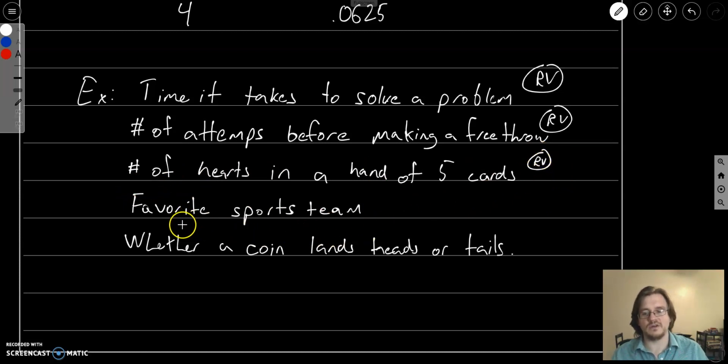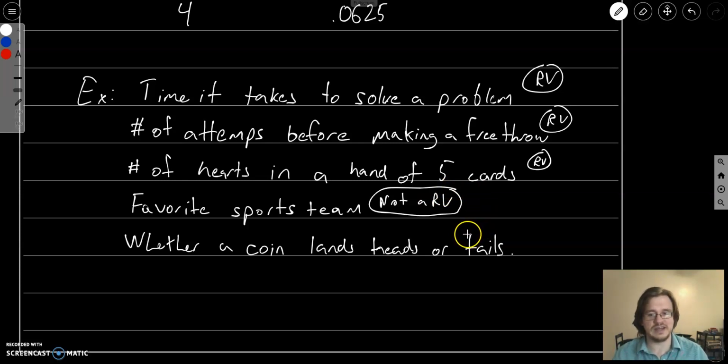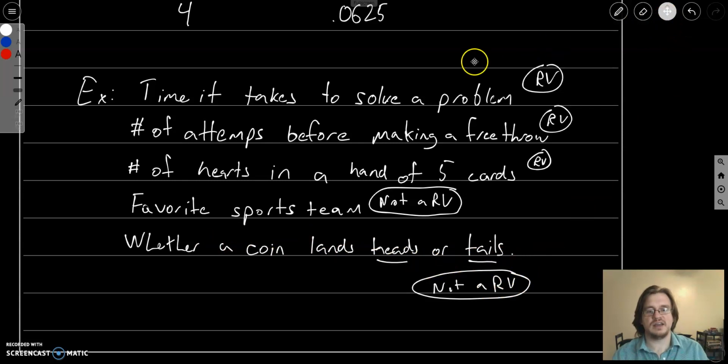But if you're conducting a poll and you're asking people what is their favorite sports team, this is not a random variable, because your favorite sports team isn't going to be a number. It's not counting anything. It's just going to be a name. And likewise, whether a coin lands heads or tails, this is quite a common probabilistic thing to consider. But the values heads and tails aren't numbers. So if you are just asking whether a coin lands heads or tails, that's not going to be a random variable in the sense that this isn't a numerical value.